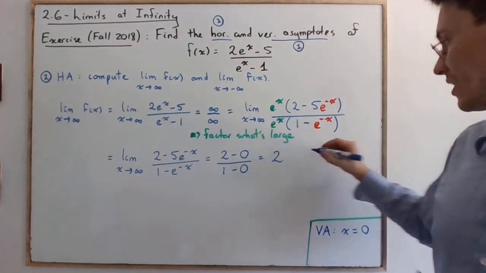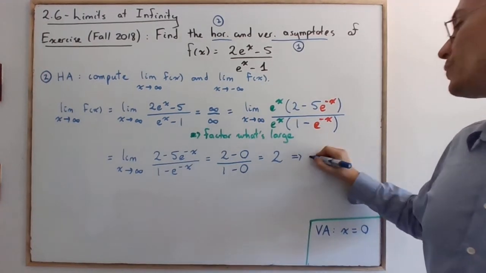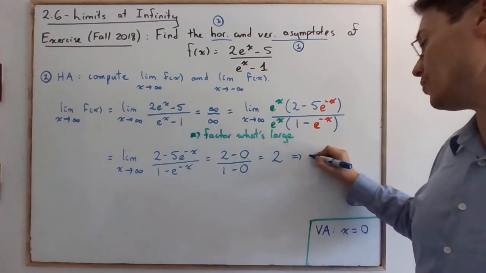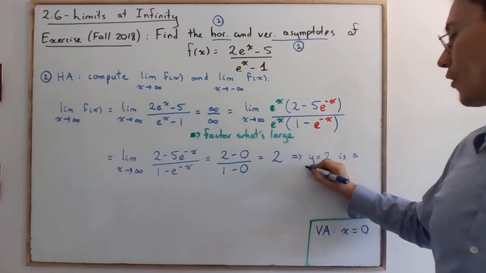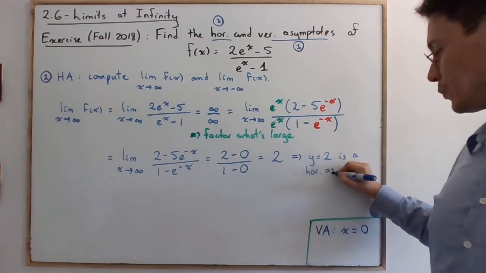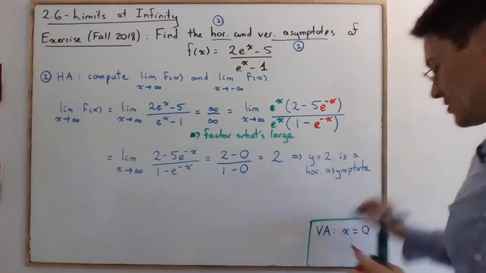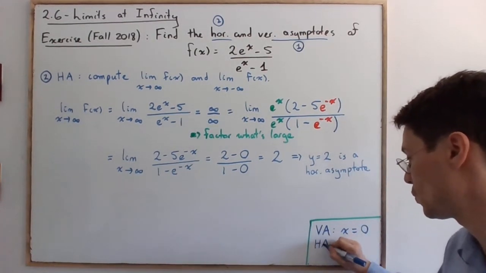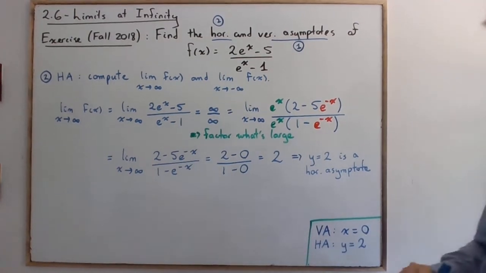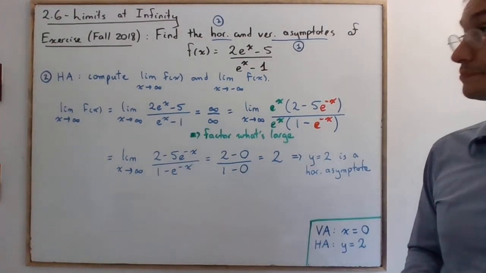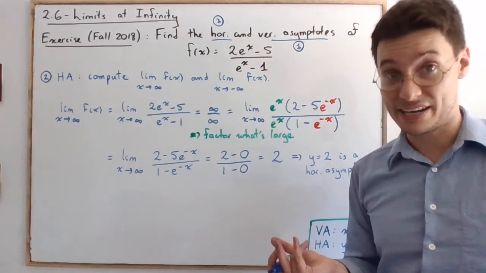Okay. As a result, we know that y equals 2 is a horizontal asymptote. So let's add it over here. However, be careful because we are not done, right?